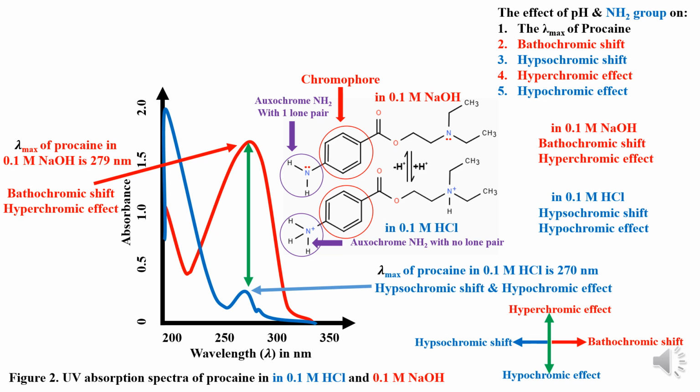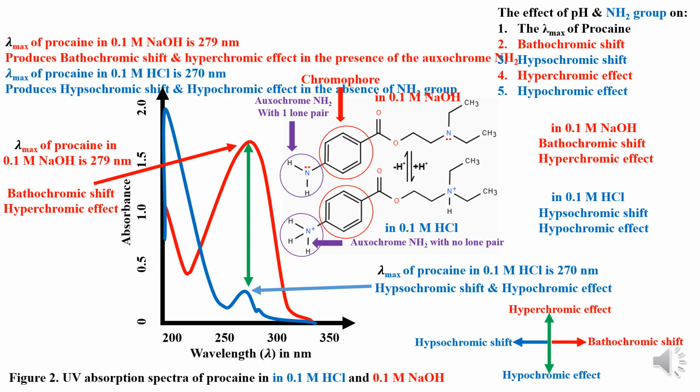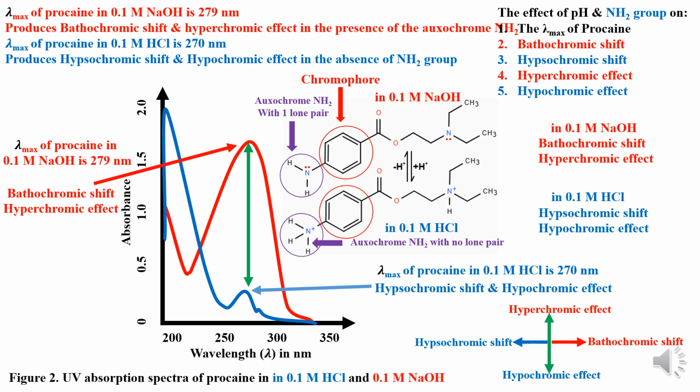So one lone pair of electrons leads to bathochromic shift and hypochromic effect, and loss of one lone pair of electrons by protonation results in hypsochromic shift and hypochromic effect. So procaine produces bathochromic shift and hypochromic effect in the presence of the auxochrome NH2, that is the amino group, and it produces hypsochromic shift and hypochromic effect in the absence of the auxochrome.